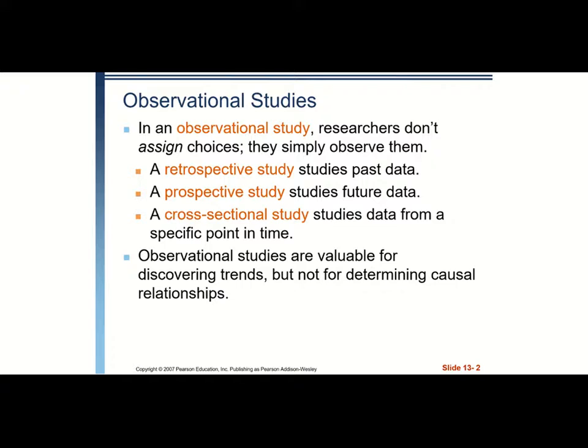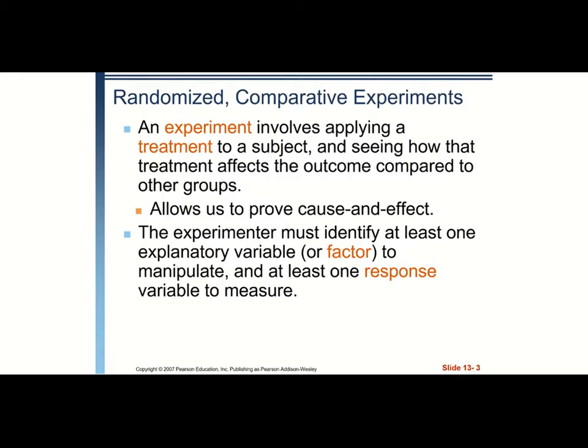One key thing to note is anytime we're dealing with observational studies, they're useful for discovering trends or associations between two variables, but we can't ever determine that there's a causal relationship between two variables. In other words, we can't say from an observational study that an explanatory variable is the cause of any changes in a response variable. If we're interested in making that kind of causal determination, we need to conduct a randomized comparative experiment.